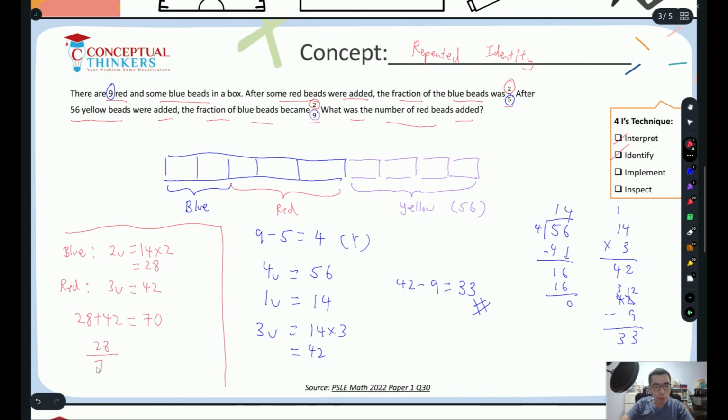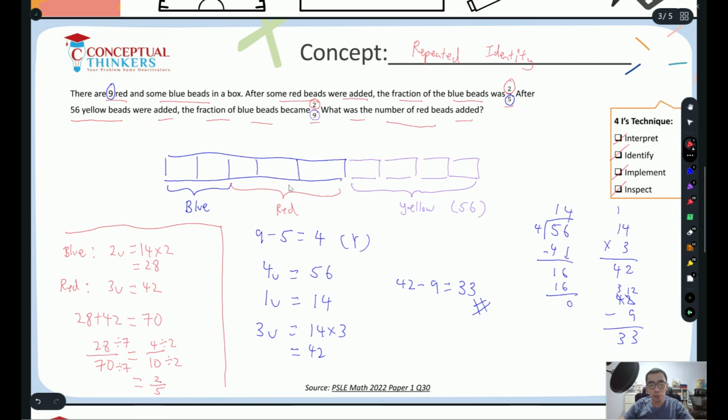So if I do 28 divided by 70, let me see whether I can simplify and get 2/5. So I can divide by 7. So that will give me 4/10. And notice that I can still simplify, so I can divide by 2. So this will give me 2/5. Now you notice that this 2/5 matches with the fraction of blue here. Okay, so this means that my answer will be correct. So this is how I actually implement my step and also inspect my solution.